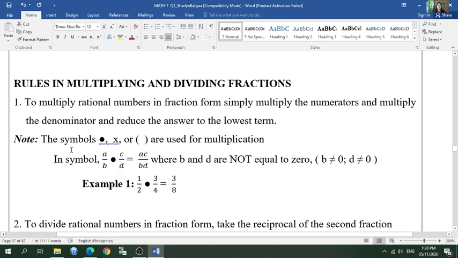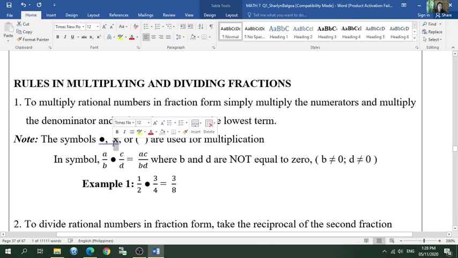Okay, so the symbols used in multiplication are the following. So it could be a dot, small letter x, or parentheses. Okay, so yun yung pwedeng gamitin.